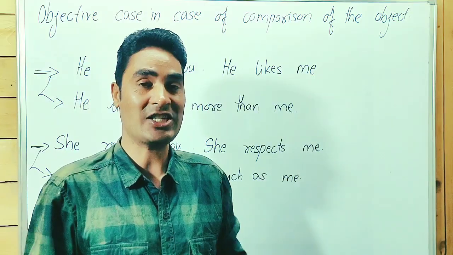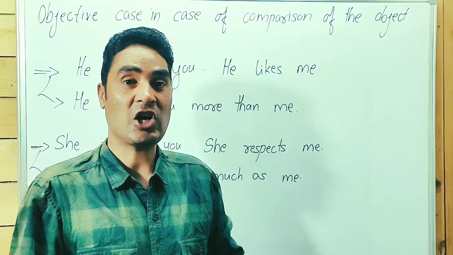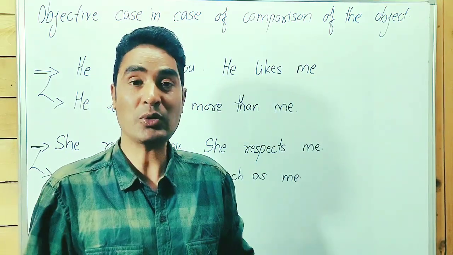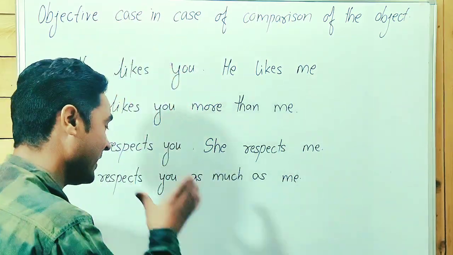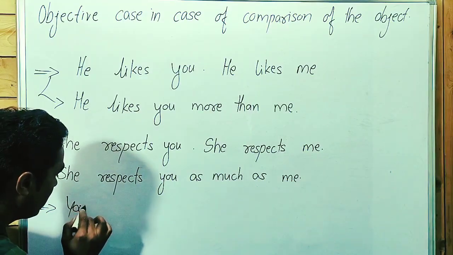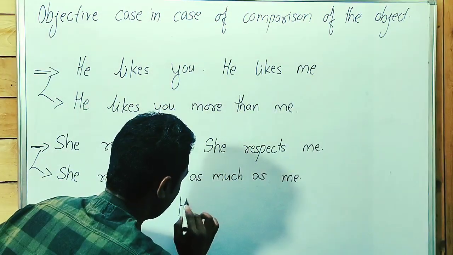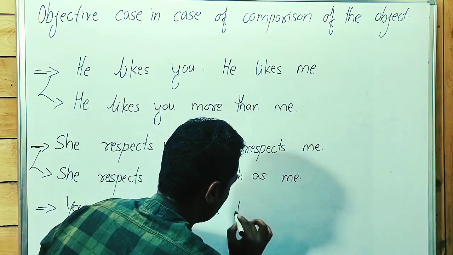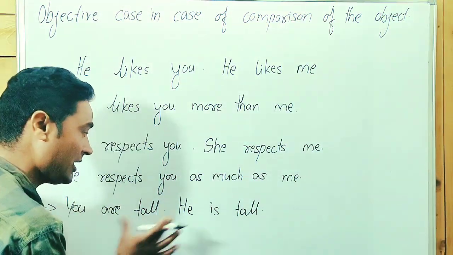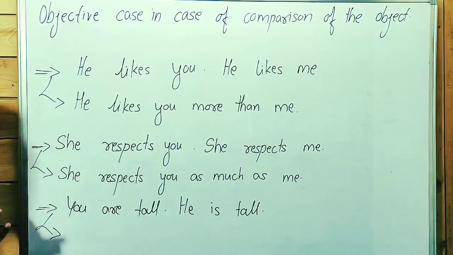The sentences were: you are tall and he is tall. Two sentences can be written as: you are taller than he is, or you are taller than he. But why? Let me explain by writing. You are tall. And the second sentence, he is tall. There are two sentences. One, you are tall. Two, he is tall. So these two sentences can be combined.